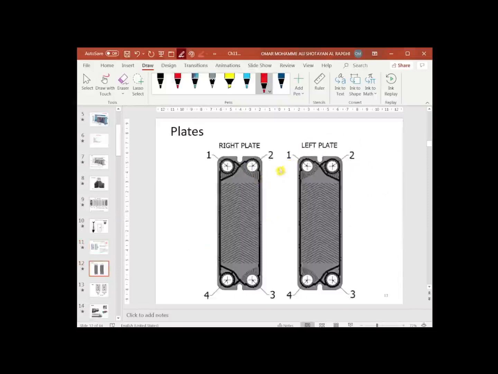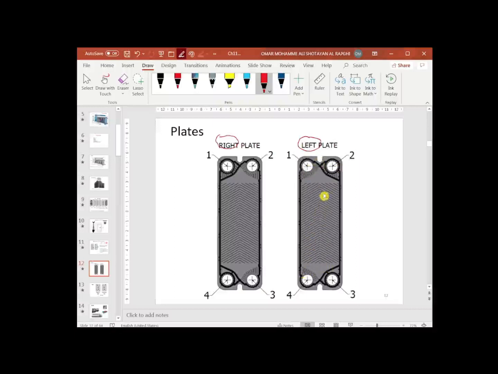This is another photo or figure showing the two plates. This is a left plate and this is a right plate, which are going to be close to each other. The gasket is shown, for example, in the left plate. We have 4 ports, number 1, number 2, number 3, number 4.